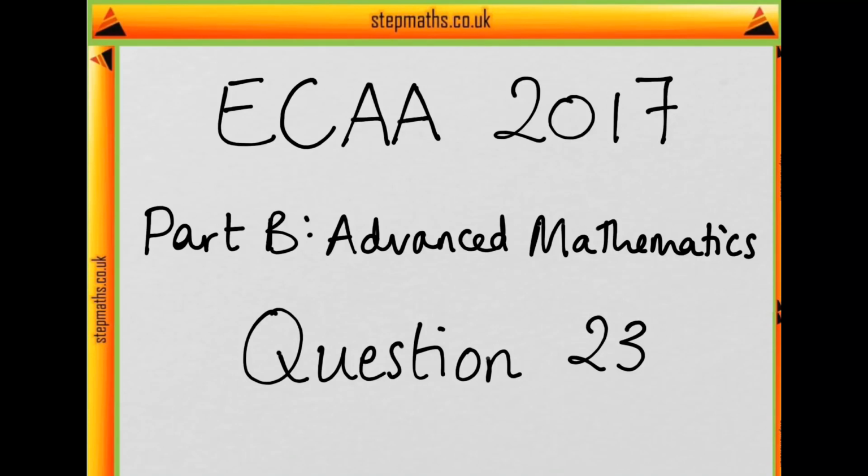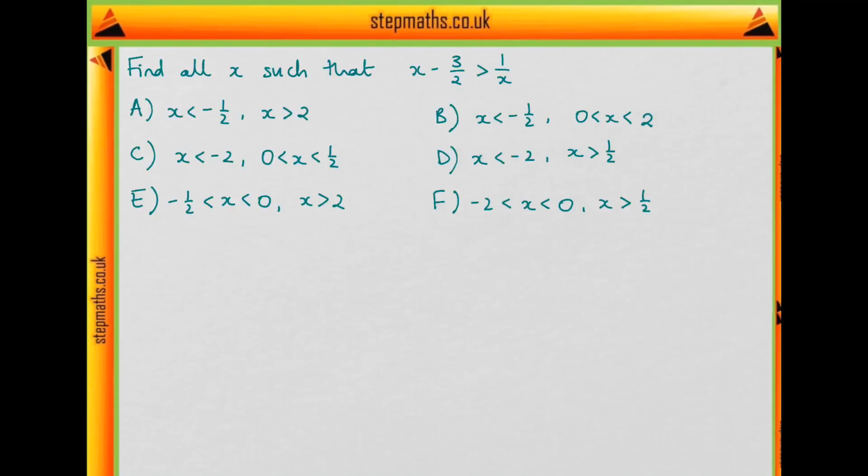Hi, this is question 23 on the ECAA 2017 paper. So for this question, it says to find the complete set of values of x for which (x minus 3)/2 is greater than 1/x. For this one, I actually found it easier to draw a graph.